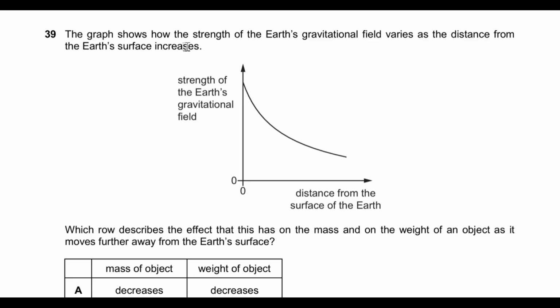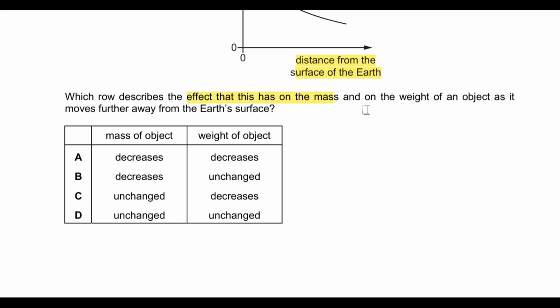Question number 39 says a graph shows how the strength of Earth's gravitational field varies as the distance from the Earth's surface increases. So when we are moving away from the Earth, the distance is increasing and the gravitational field strength is reducing. Which row describes the effect that this has on the mass and weight of an object as we move away from the Earth's surface? Mass is not changed wherever you go. So mass remains unchanged. C and D are the options that we can consider. Weight is equal to mass times gravitational acceleration. If mass is not changing, weight depends upon g. If g is reducing, weight will also reduce. So option C, in which weight is decreasing.